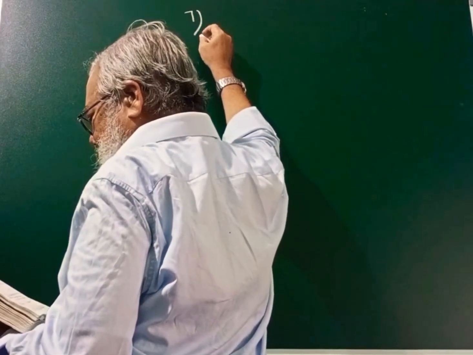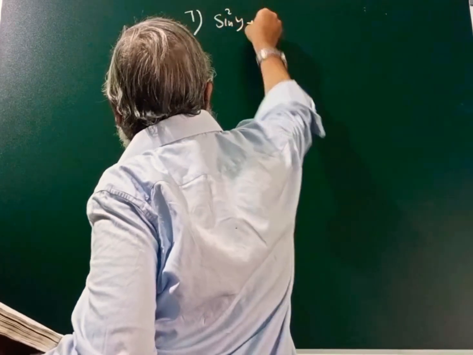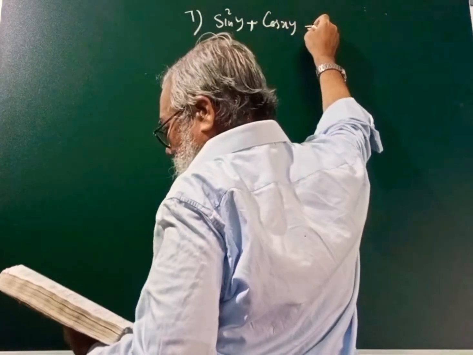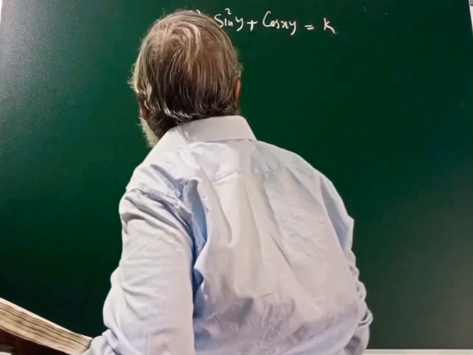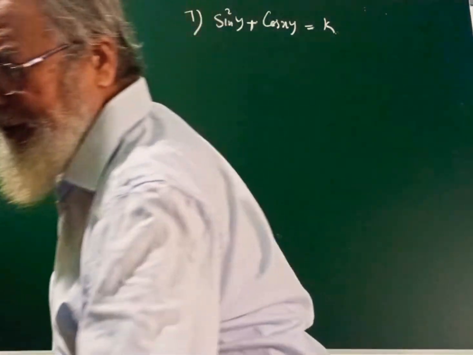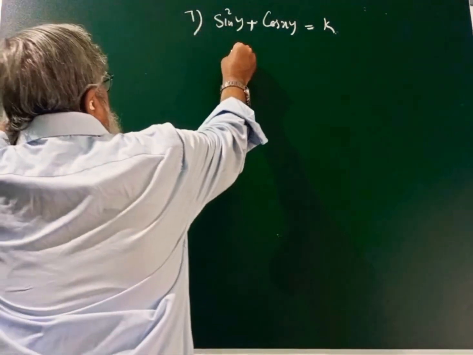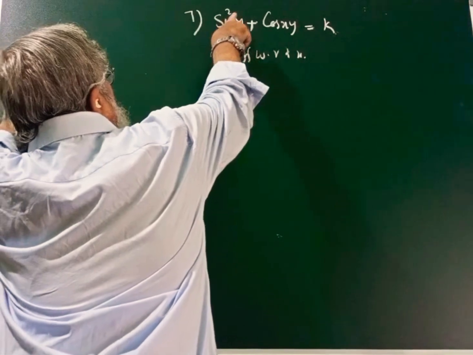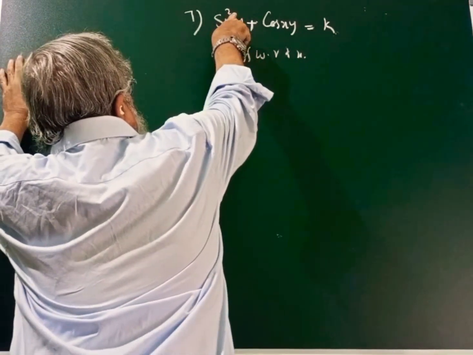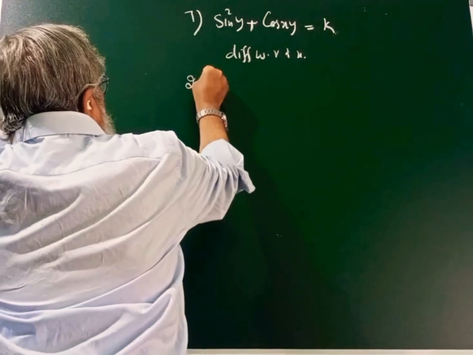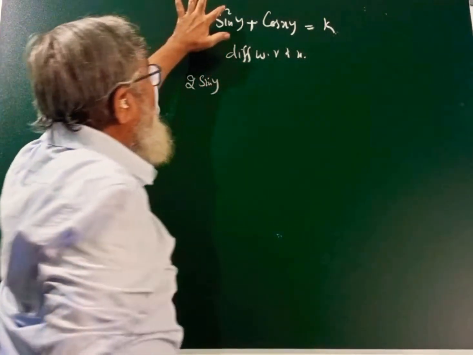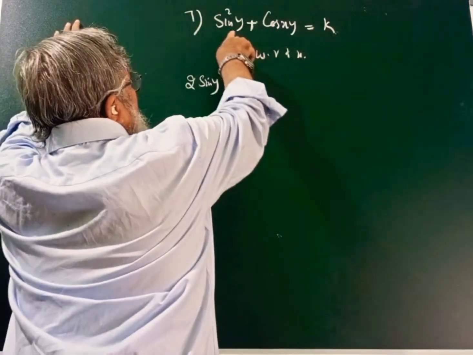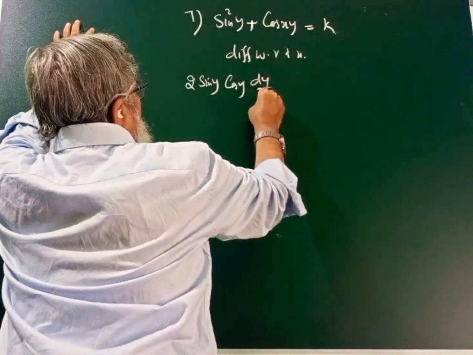Find dy by dx. sin square y plus cos of xy is equal to k. So again we differentiate with respect to x. Now differentiate sin square y with respect to power first. Differentiation of sin square y with respect to power is 2 sin y. Differentiation of sin y is cos y. Now differentiation of y is dy by dx.